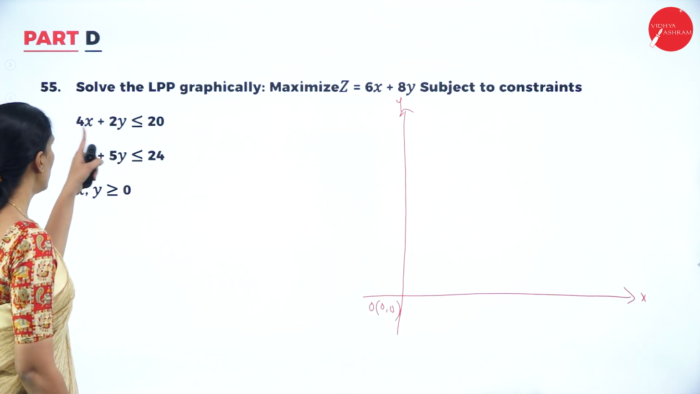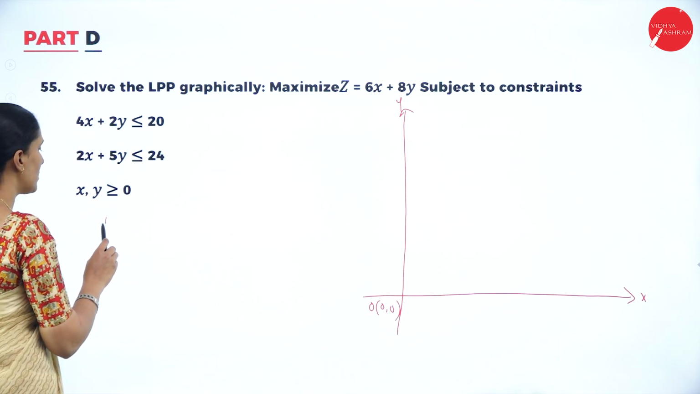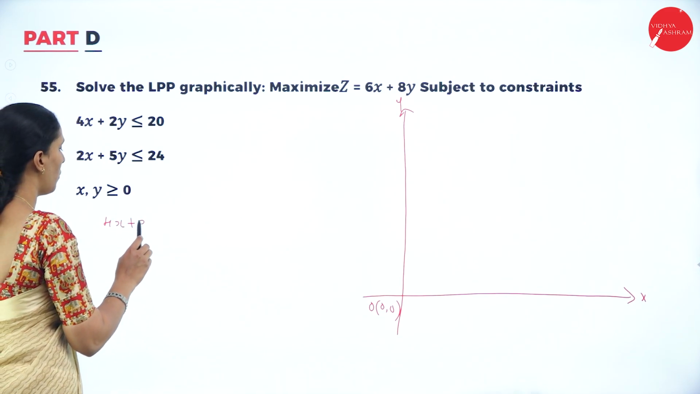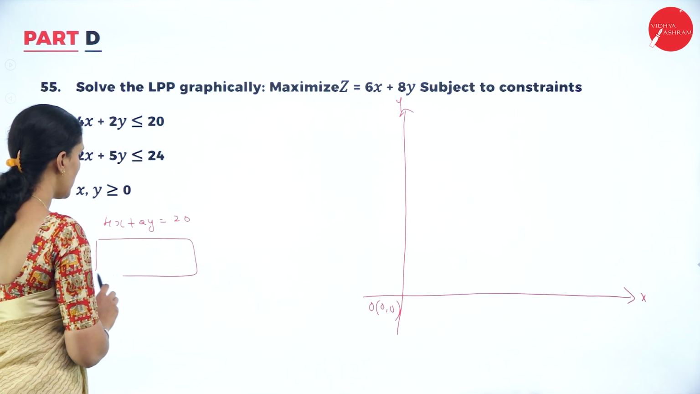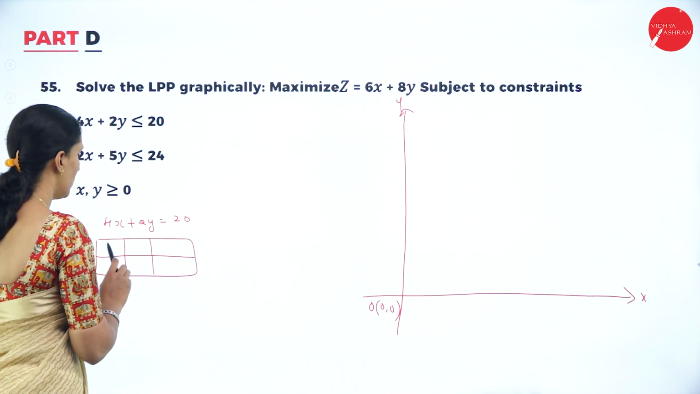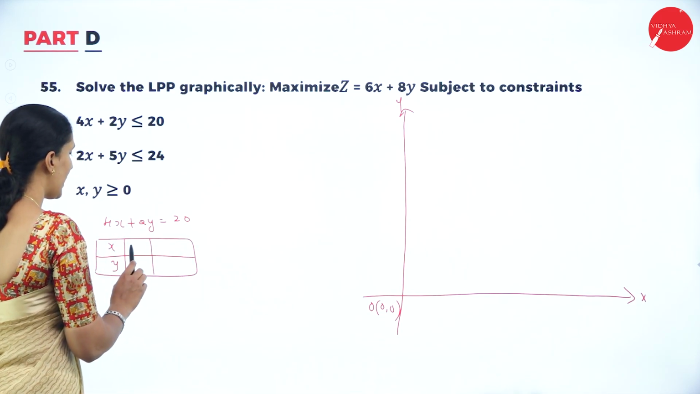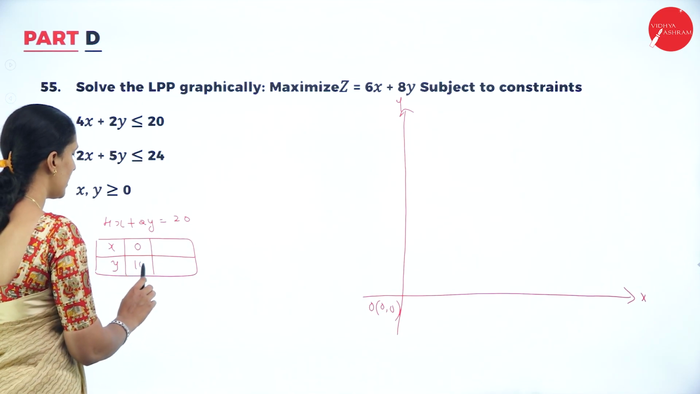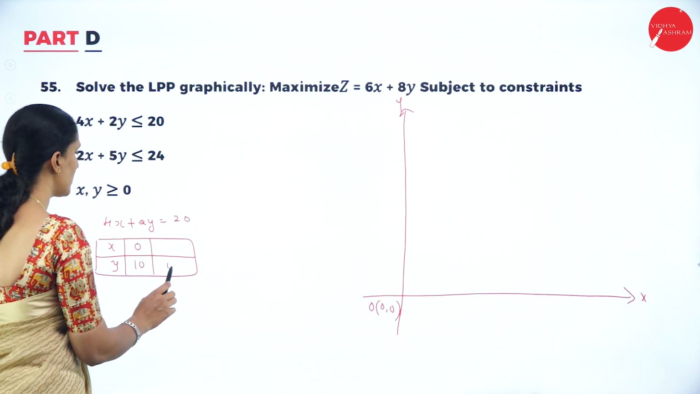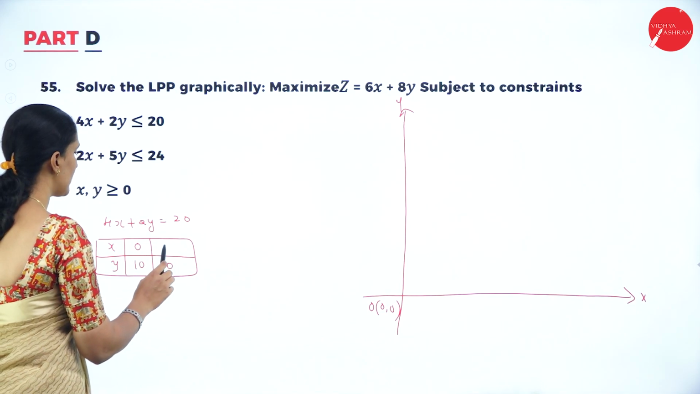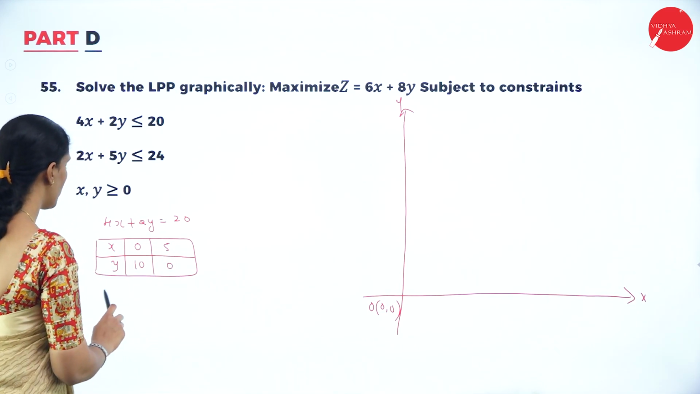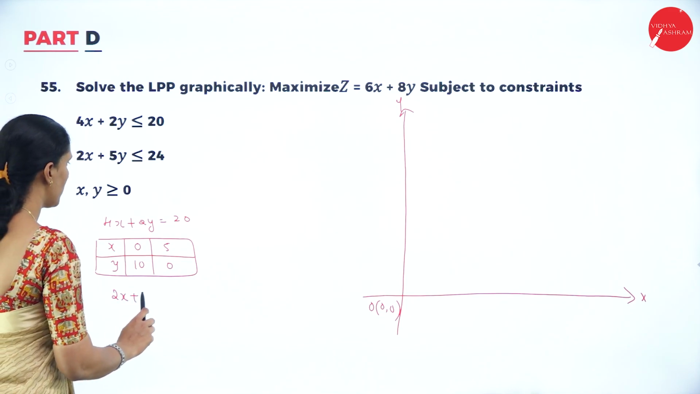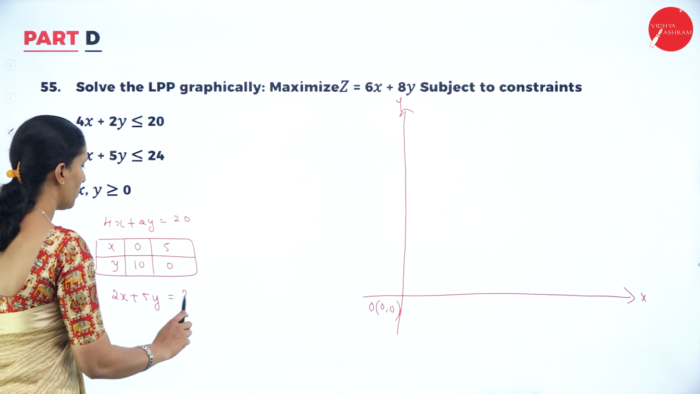Now let's solve these straight lines. Let us take the first equation, 4x plus 2y is equal to 20. Let's find the coordinates now. If you take x as 0, you will get y as 10. If you take y as 0, you will get x as 5. Next, let's solve one more equation. We have 2x plus 5y is equal to 24.